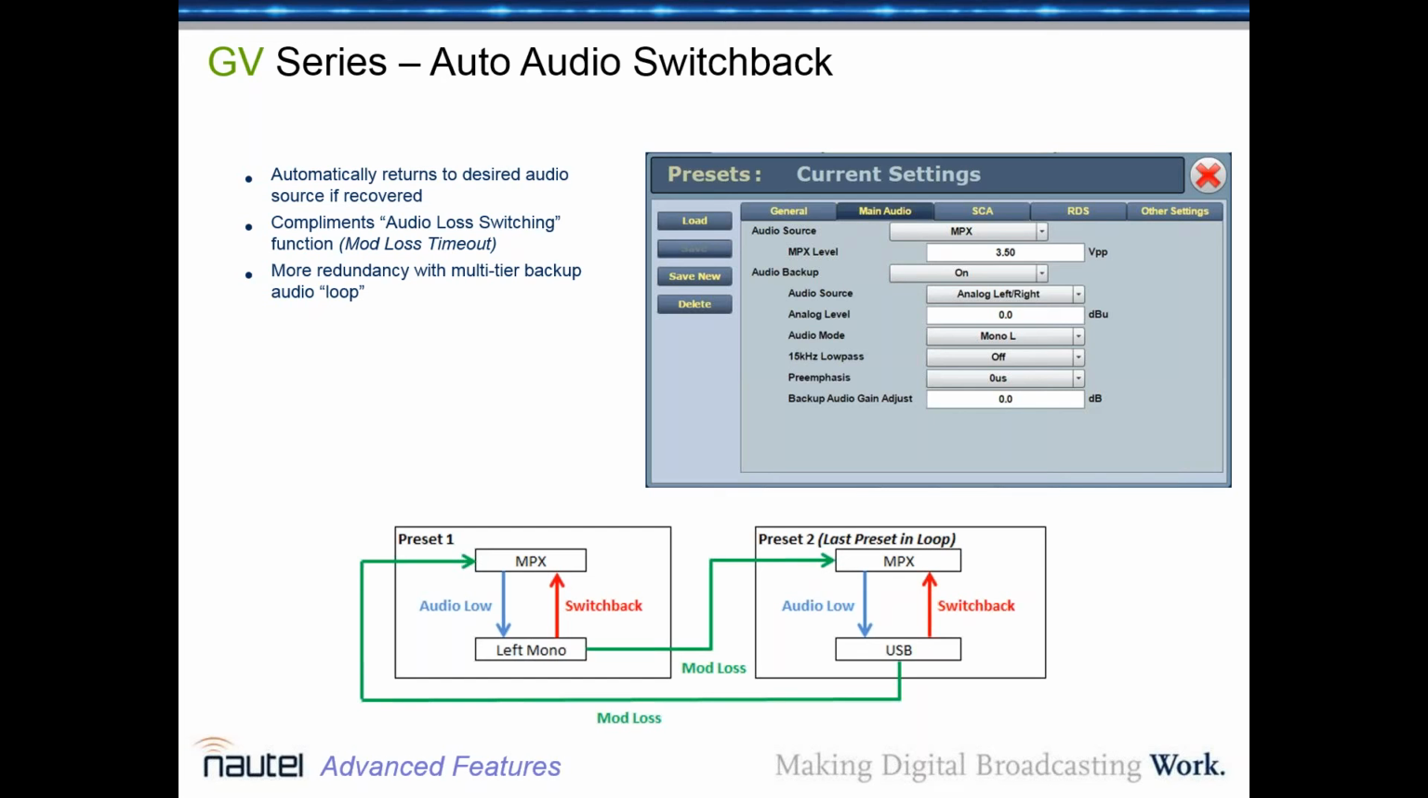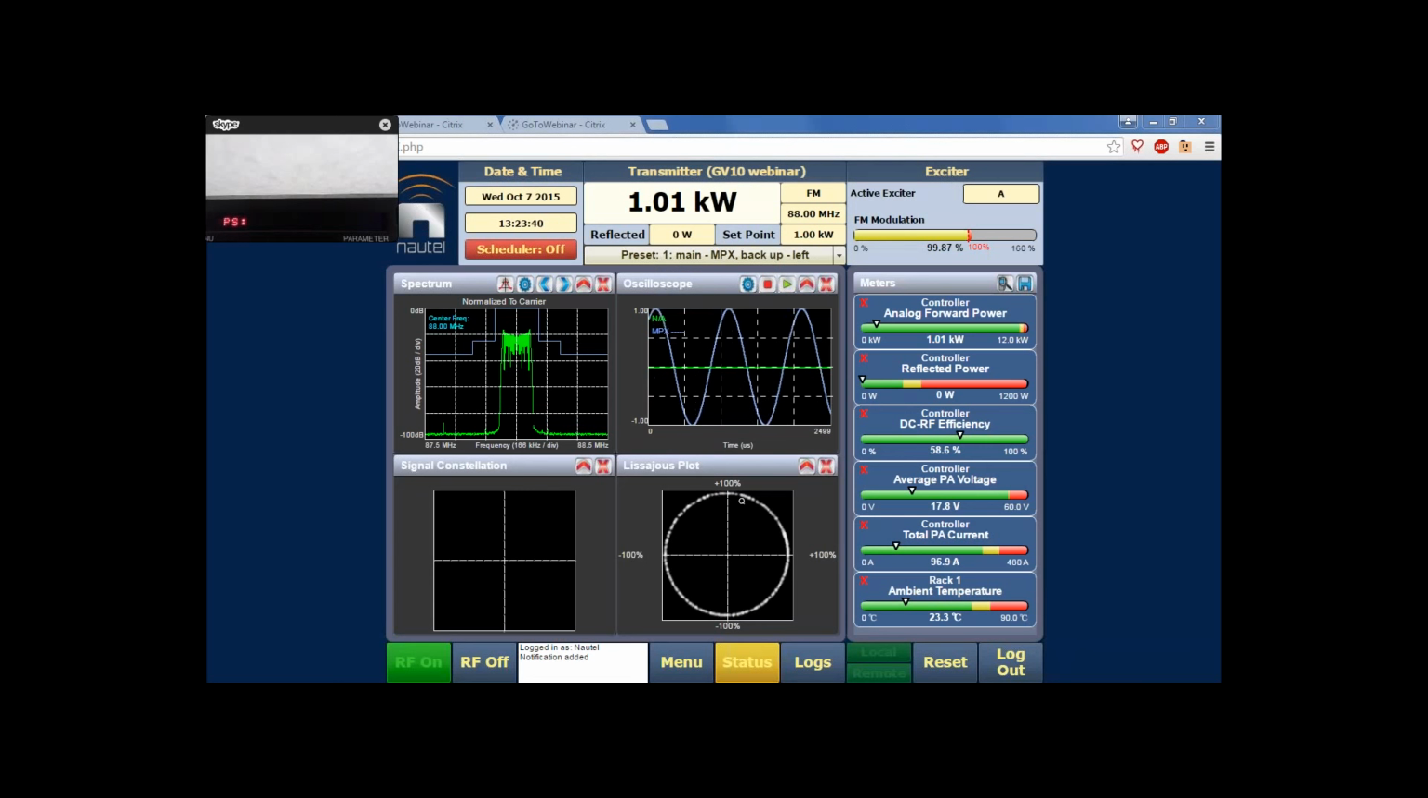All right, well, I'm going to click over to the AUI, and as you can see, right now we're in preset 1. We have a 1 kilohertz tone that you can see on the oscilloscope. Get a little closer to the microphone, Jeff, if you don't mind. Better. Okay, so we've got the 1 kilohertz tone as our MPX signal. We're running a 2 kilohertz tone on left audio, and then we've got a little audio clip on USB.